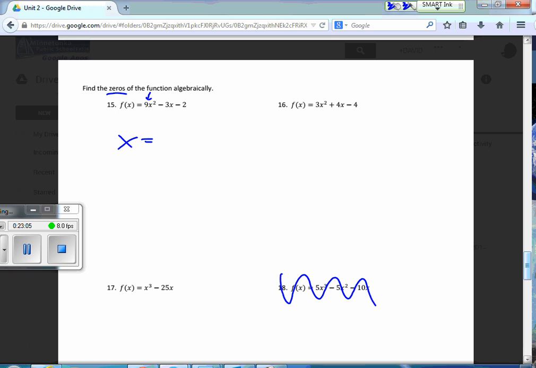x equals negative b, 3, plus or minus square root b squared, which is 9, minus 4ac, 4 times 9 times negative 2. That's where everybody messes up, right in there. Be careful because there's 2 negatives. It's actually going to be plus, all over 2a. 2 times 9, 18. And I betcha when you're done that this will simplify down. So it won't be some weird root. It'll probably be a root that can simplify.